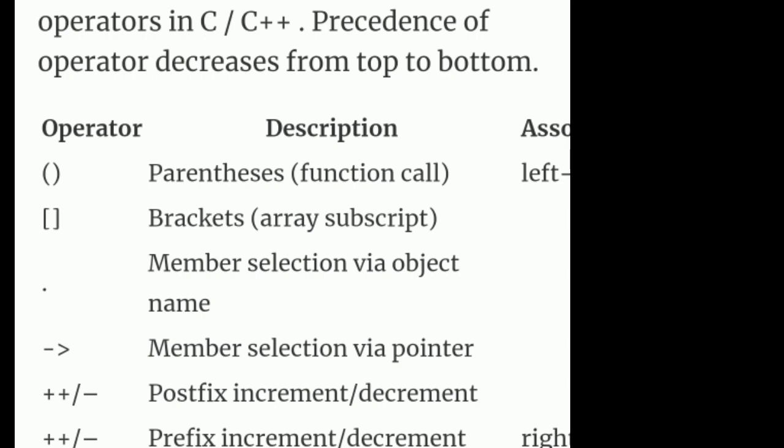C language supports a rich set of built-in operators. An operator is a symbol that tells the compiler to perform certain mathematical or logical manipulations. Operators are used in a program to manipulate data and variables. C operators can be classified in the following. Here we have given a list of operators. Relational also, logical also, bitwise.